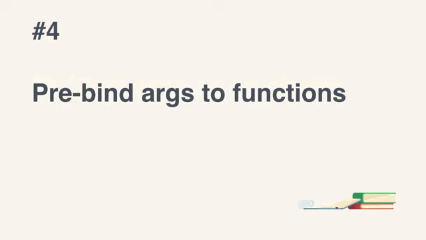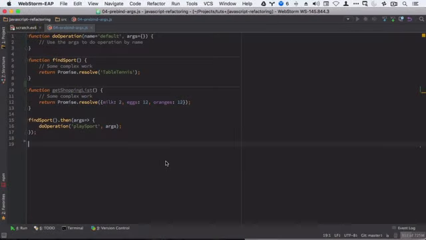Next up is pre-binding arguments to a function. Imagine you had a function called doOperation that takes in the name of the operation and the arguments to pass into that operation. Down below, we have the findSport function that returns a promise. When the promise resolves, we want to call doOperation with placePort and the arguments from the promise. So you can see over here how we are calling doOperation with 2 arguments.